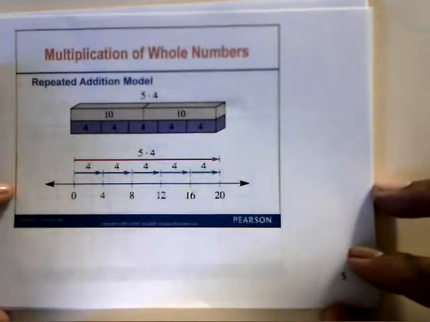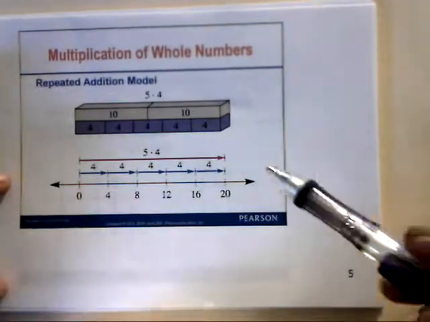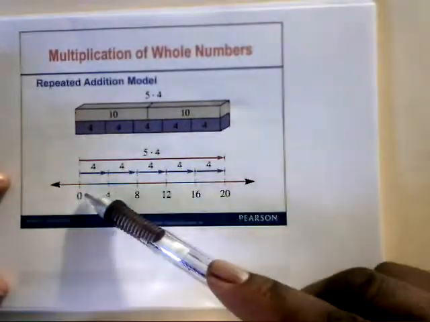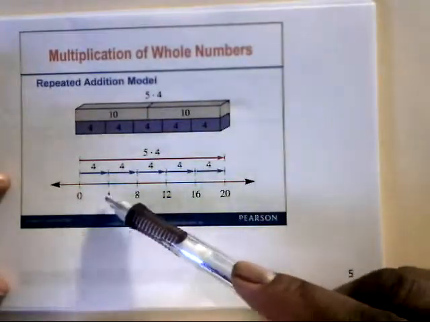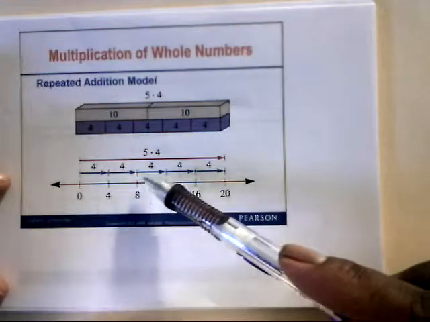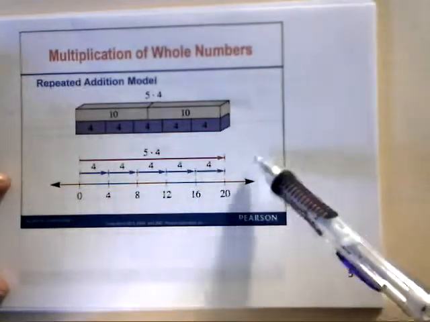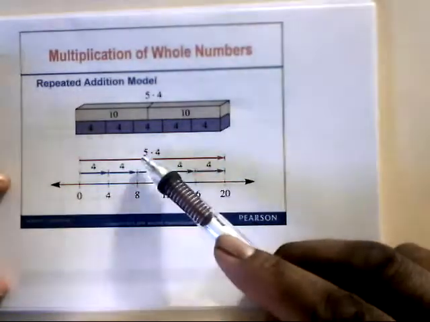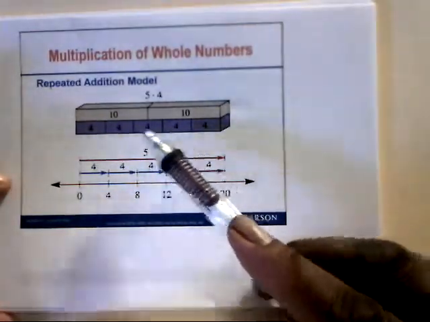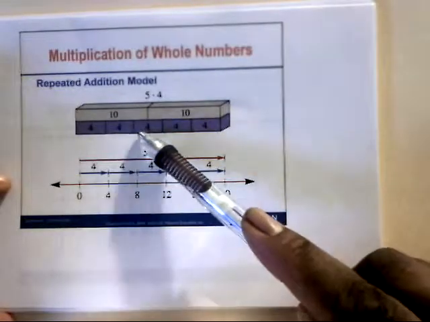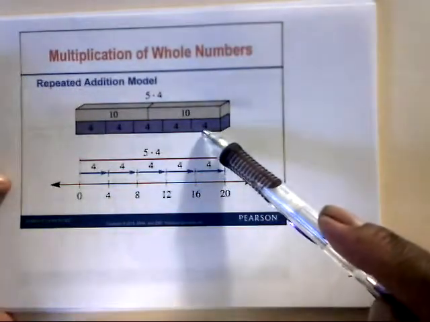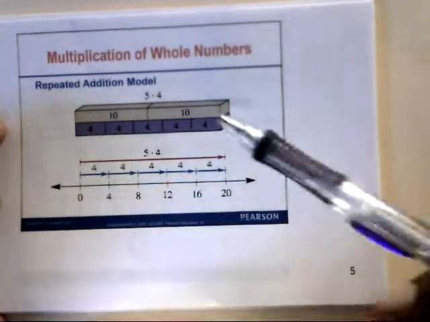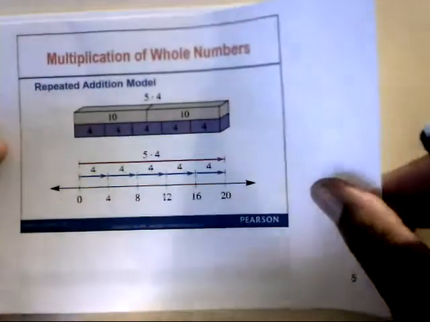And using just blocks here, we can represent 5 times 4. Okay, so here and on the number line, you can see that 4 is being added 5 times. So we're repeatedly adding the 4 5 times. That represents 5 times 4, which is 20. And also the block shows that 4 is used 5 times. So that represents 5 times 4, or 20.